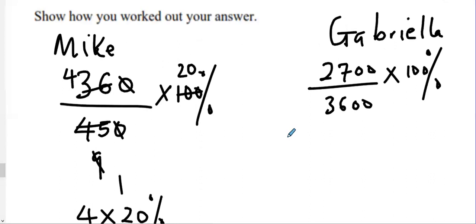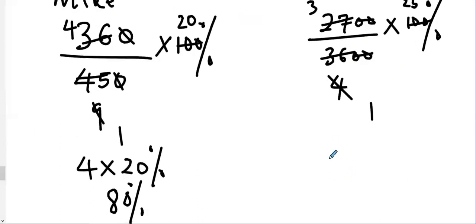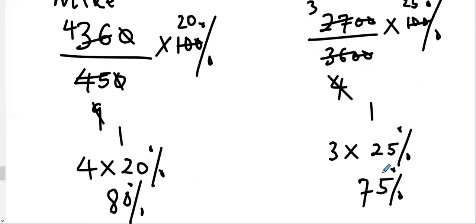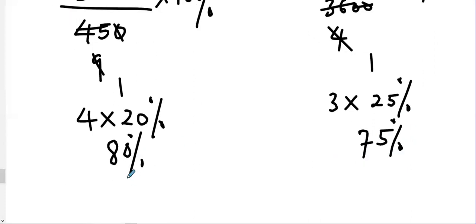How about Gabriela? Cut these two zeros here and these two zeros there. By 9 is 3. By 9, that is 4. By 4, that is 1. By 4, this is 25. Now you're going to have 3 times 25%, which ends up giving you 75%. Now, can you tell me who has got a greater percentage?